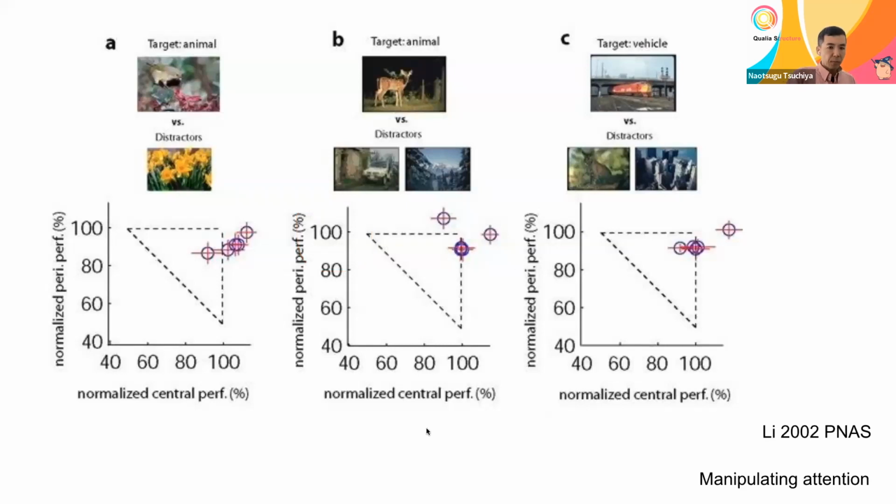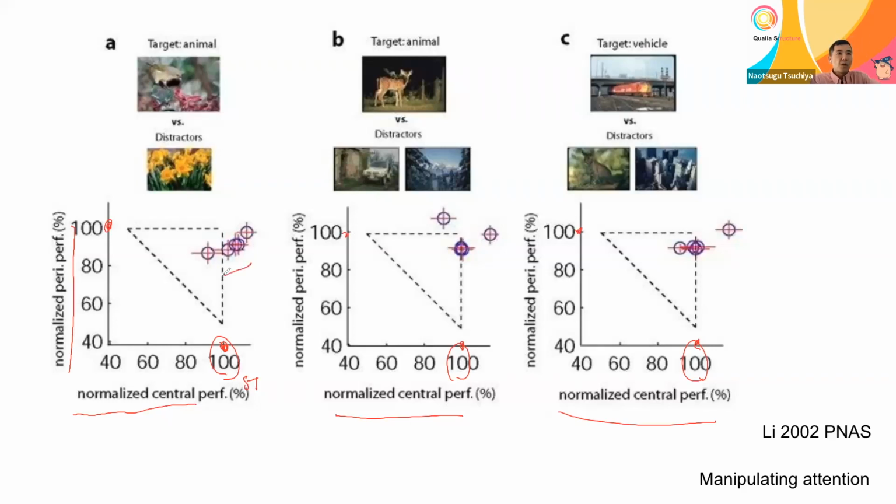This is a bit of a complicated figure. Each of these x-axes shows the normalized central performance. This 100 means that it's roughly 70% correct. You can imagine that it's a very difficult challenge as a single task, okay? Single task performance is roughly 70% each time. And similarly, peripheral performance is also 70% each time.